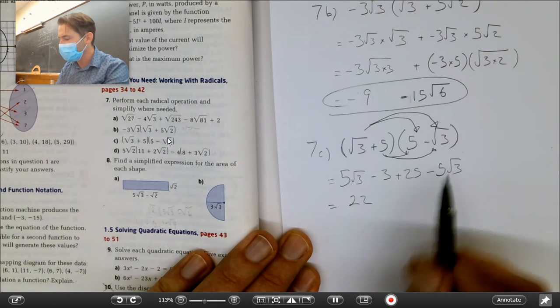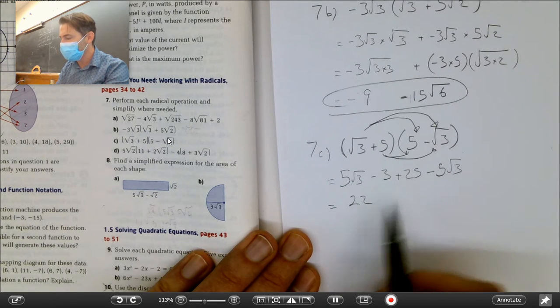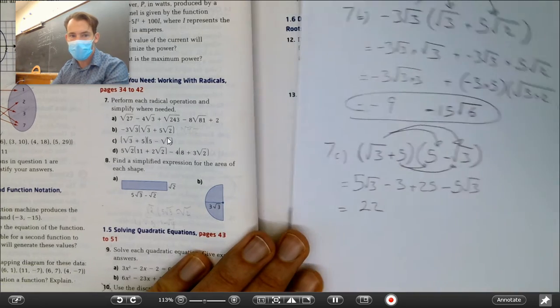This cancels that, makes 0. This goes into that, makes 22. So that's my final answer there for 7C.